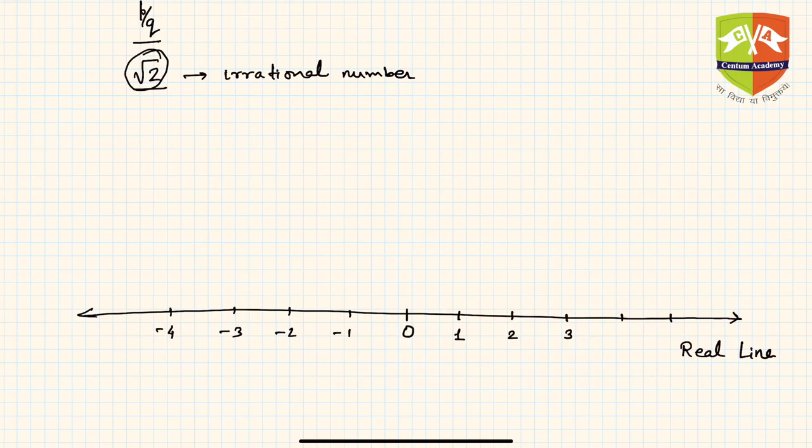I hope you know that all these numbers are represented by points on the number line. So let us say root 2. So we will use Pythagoras theorem to find out root 2 on the number line. How? So I will take this one unit here from 0 to 1, and then I will draw a perpendicular on 1 such that, let us say this point is O, this point is A, and this point is B. We have to make sure that OA is 1 and AB is 1. Okay. Now you join OB.